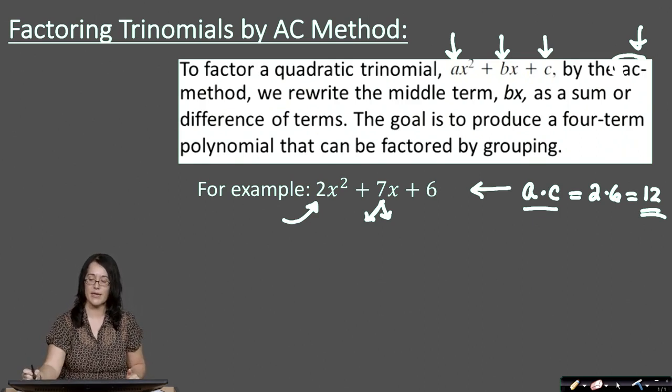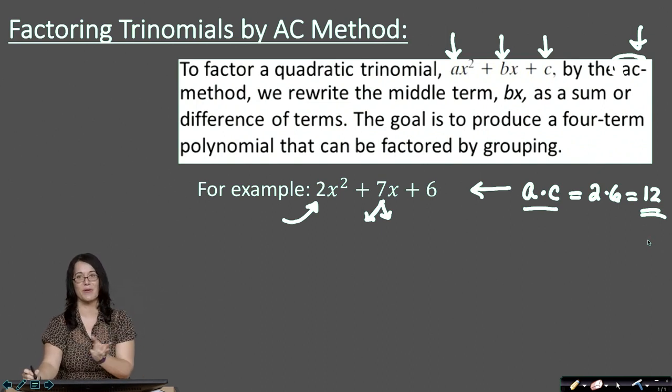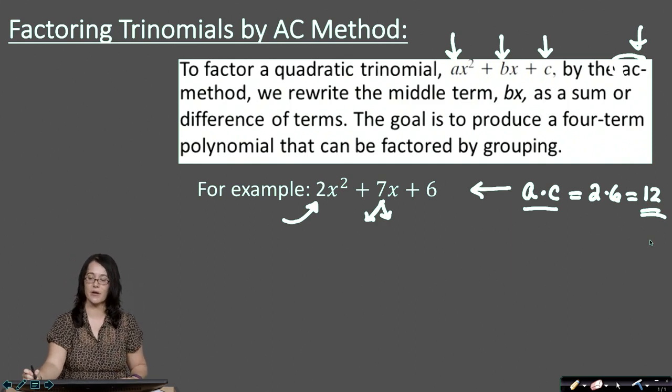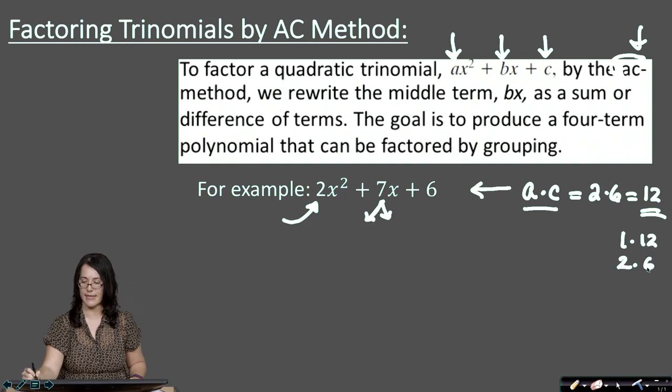What they found was that if you asked yourself, what factors of a times c add up to b? It's kind of like what we said earlier. What factors of c add up to b? Yeah, it's very similar. But this time we incorporate the a. What factors of a times c add up to b? Well, for a times c we got 12. And the factors of 12 are 1 and 12, 2 and 6, 3 and 4. Those are the only ones I can think of. I don't think I missed any. 5 doesn't go in, and we've already talked about 6.